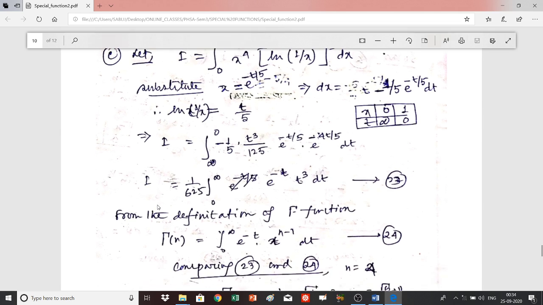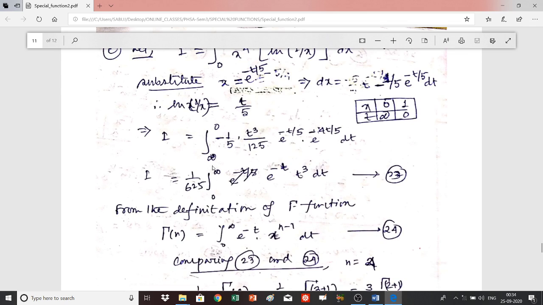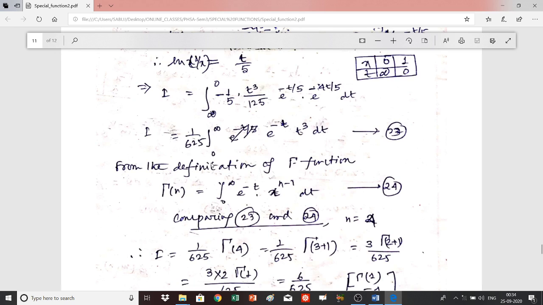So from here it can be written as the limit, since it is a negative sign, and the limit has been changed here, so 0 to infinity 1 by 6 to 5, then it will be minus t cube dt. Just simplify this. This is another equation, and from the definition of the gamma function, you know that gamma n is equal to the integral from 0 to infinity of e to the minus t, t to the n minus 1 dt. Just compare these two. You can find easily from here that n is 4 in this case.